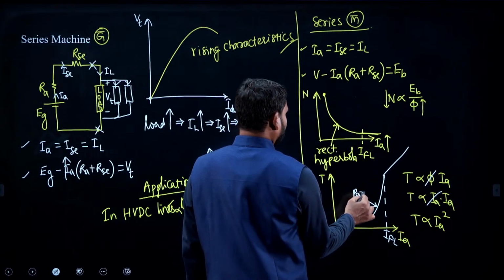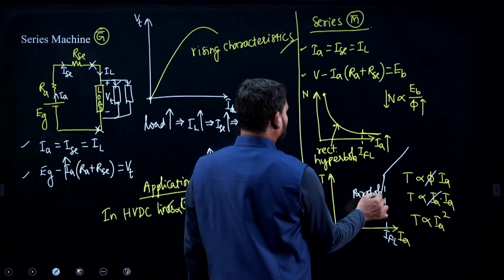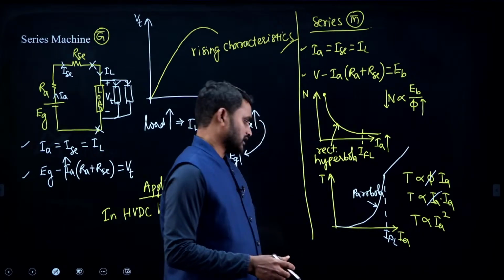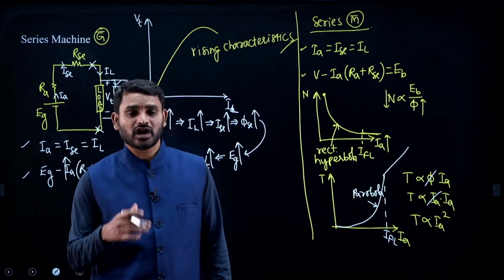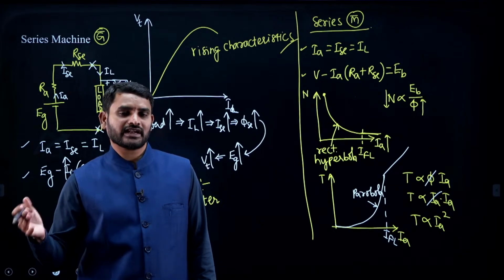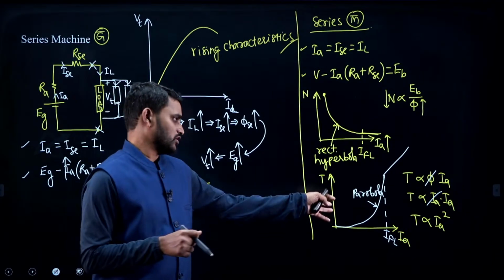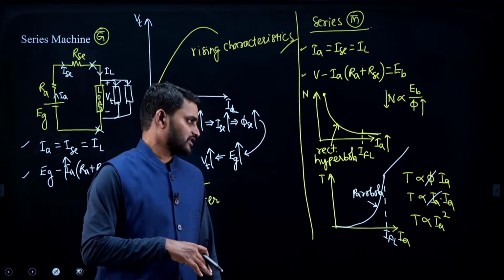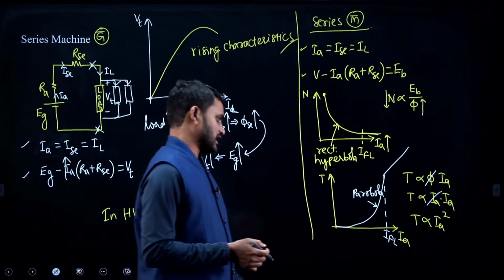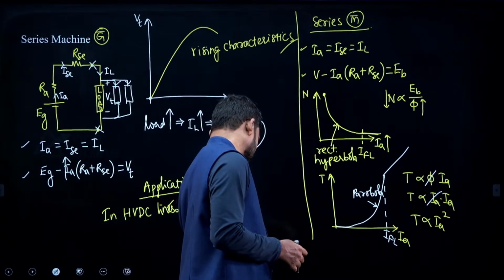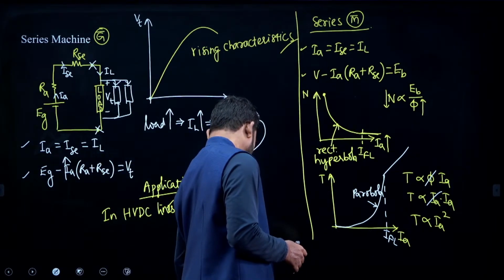Of course, this is a parabola, you can write. They will ask you the names also: how the torque versus armature current characteristics look for a series motor, before saturation and after saturation also they will ask. I hope it is clear. If you have any doubt, please let me know.